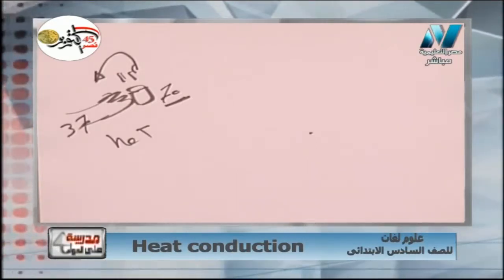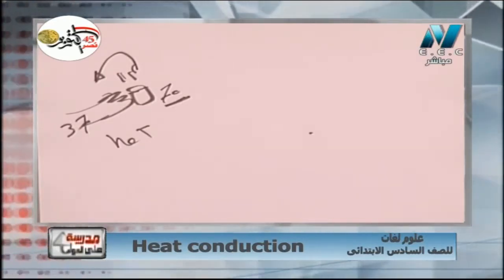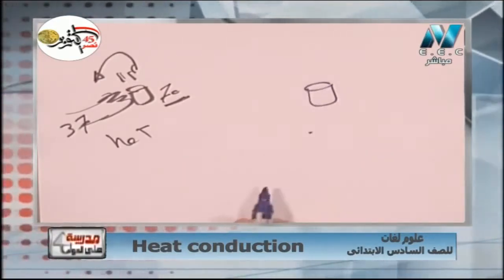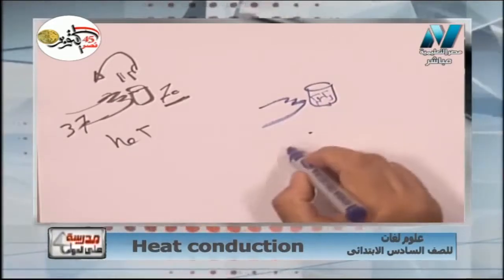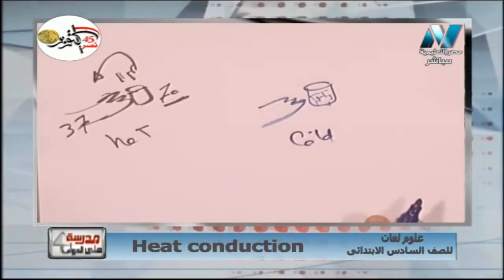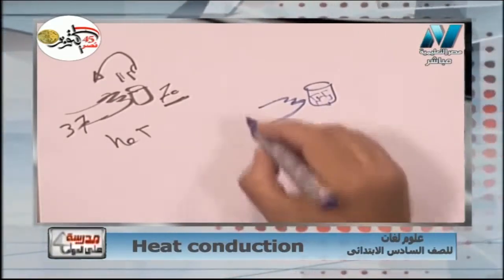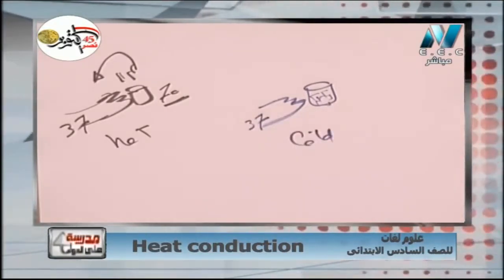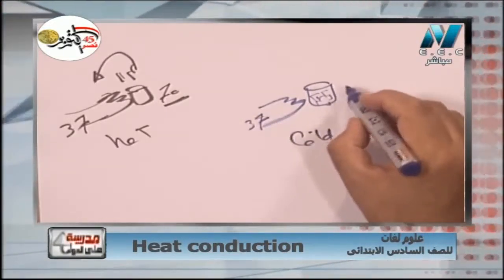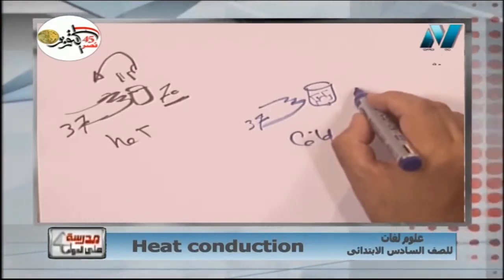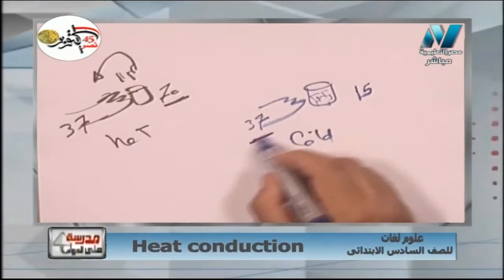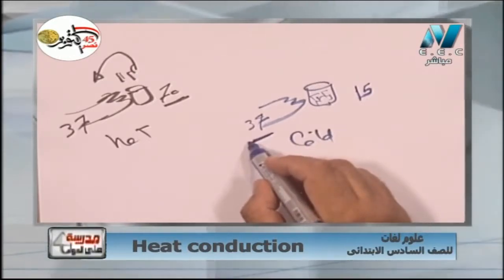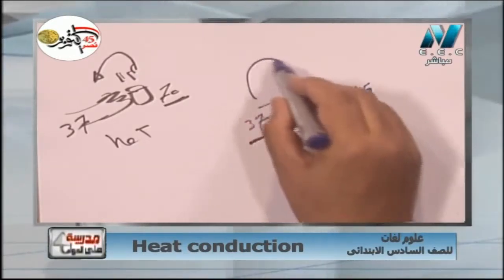So what happens if you catch a cold cup of ice juice? Otherwise you feel cold. Why? Because heat transfers from what to what? Your hand is 37 at all, and the cold juice will be, for example, 15. So which one is higher? Sure, your hand here is higher. So heat transfers from what to what? From your hand to the cup.